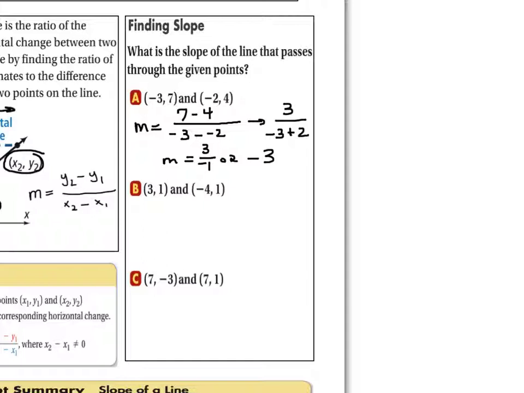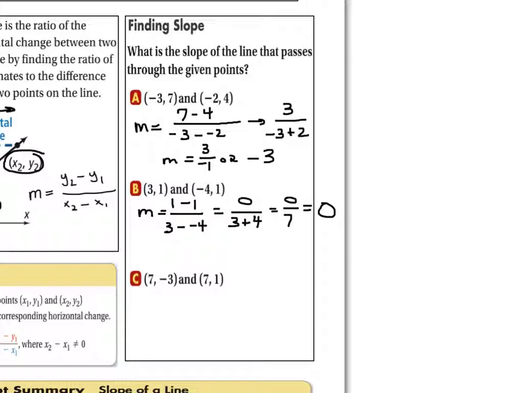We find the slope here. The y values: I'm going to take 1 minus 1, divided by 3 minus negative 4. 1 minus 1 is 0. The two negatives become a positive, so I've got 0 over 7. 0 divided by 7 is 0. It has a slope of 0.